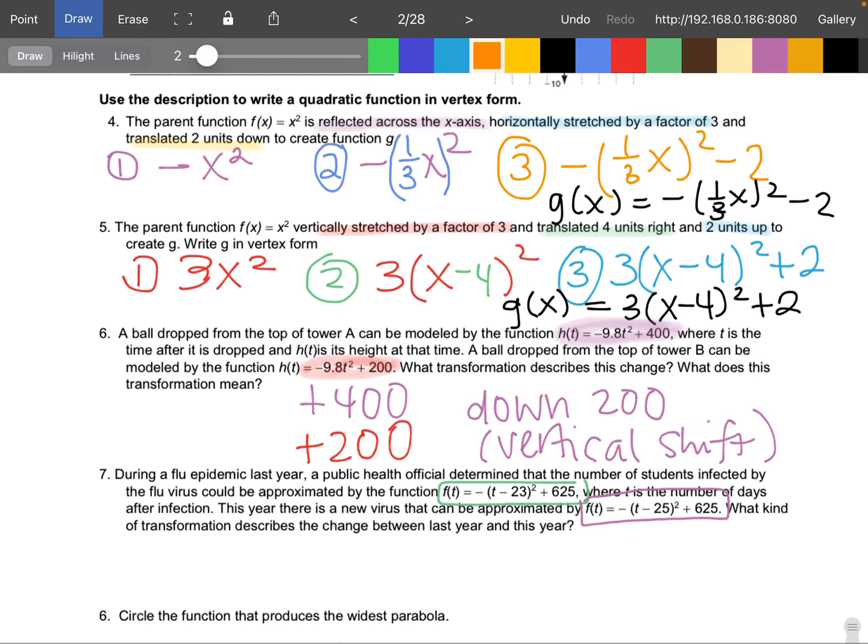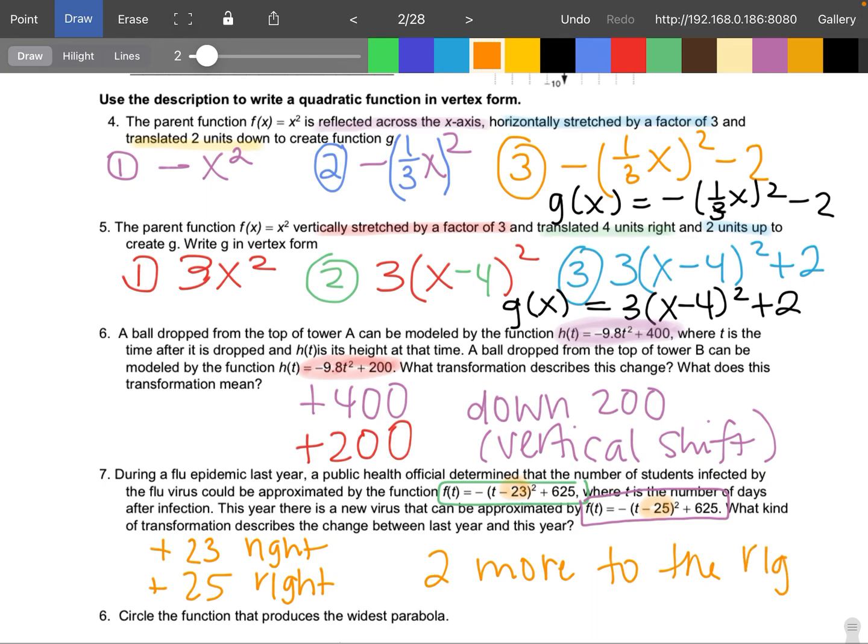Well, again, look at how they're different. The only difference I see is minus 23 versus minus 25. Remember, minus in parentheses means you do the opposite horizontally. So the first one was plus 23, or 23 to the right. The second one would have been plus 25 to the right. So what kind of transformation describes this change? You went 2 more to the right. So that's all it wants to know. How did it change?